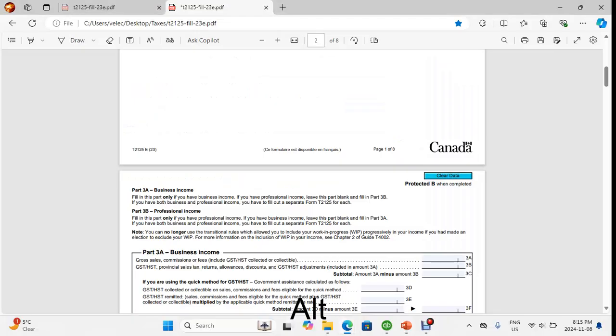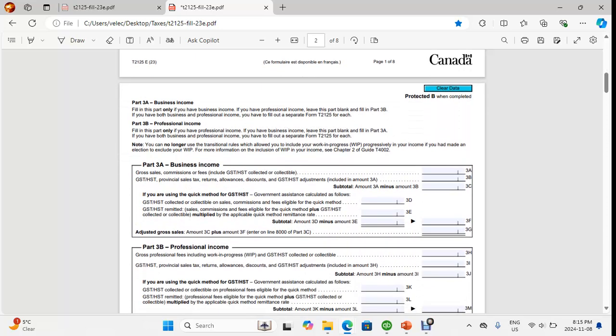Moving on to part 3. Part 3 has to do with income. When it comes to income, you'll need to declare your gross sales, commissions, or fees, including GST, HST collected or collectible. This is basically your line 101 on your business tax return. This is gross sales, commission, or fees plus GST, HST collected on your sale. Let's say for this example's sake, this will be $2,257.01.